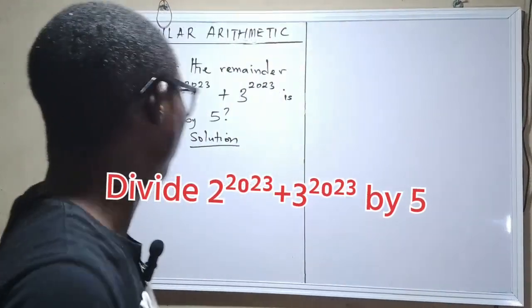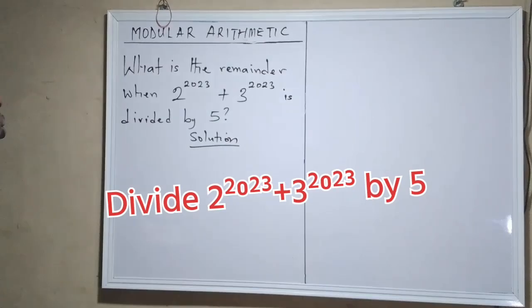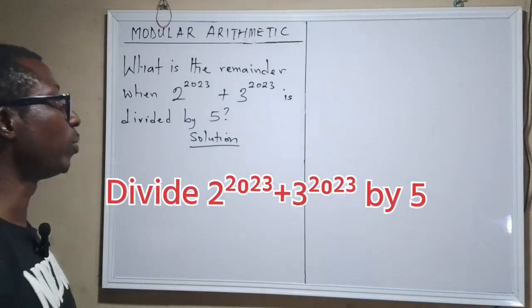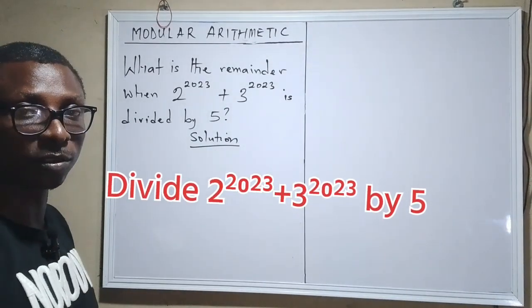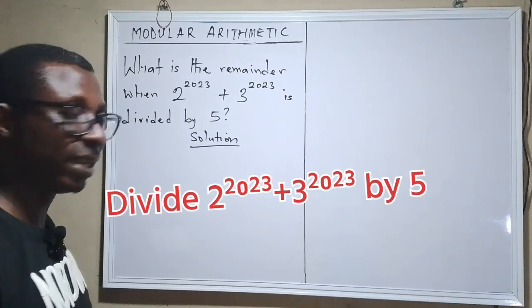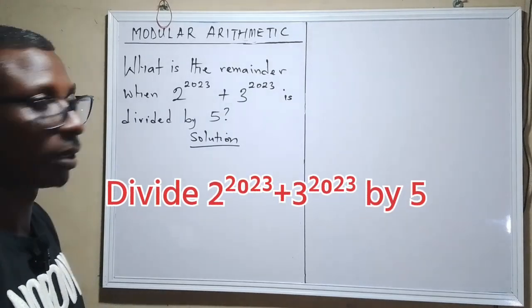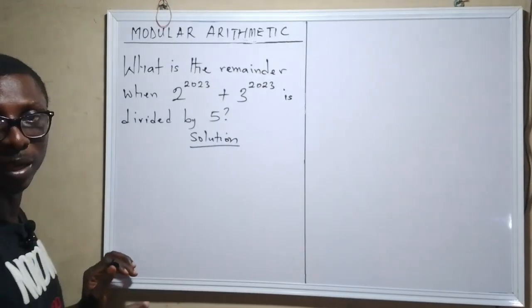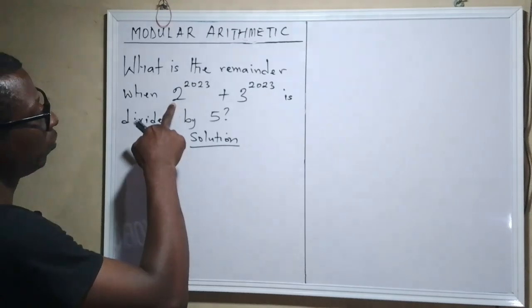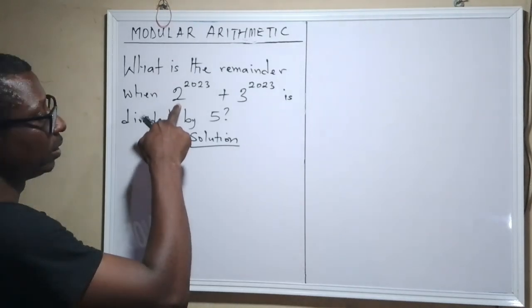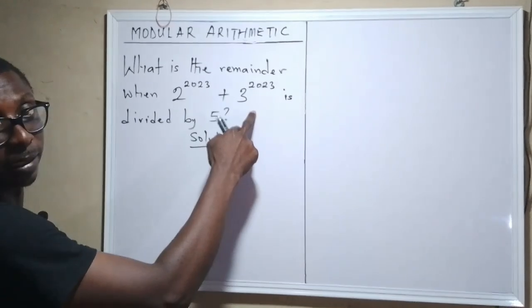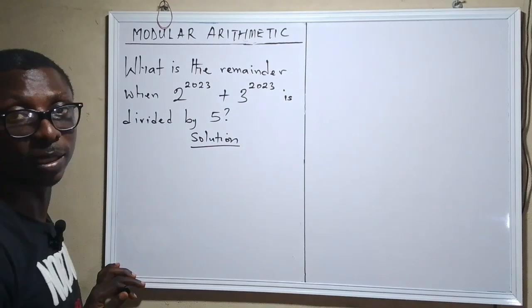Now let's look at this problem. What is the remainder when 2 raised to the power of 2023 plus 3 raised to the power of 2023 is divided by 5? Okay, now we are going to take it one after the other. So we look for the remainder when this is divided by 5 and this, then we add them together.